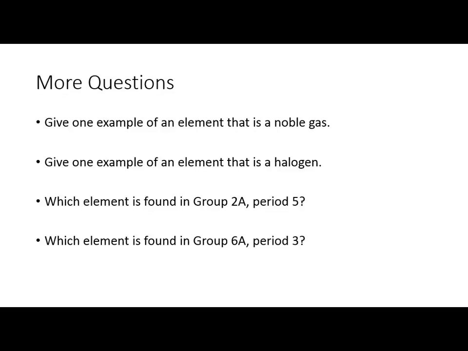Now this one's specific, right? Because it's almost like a grid. It narrows it down to group 2A and period 5. Who wants to tell me what that is? Sr. It is Sr. Strontium. Very good. Sr. You got it. What's that called? Strontium. Like strong, but strontium. Okay, the next one narrows it down to group 6A, period 3. 6A. Sulfur. Very good.